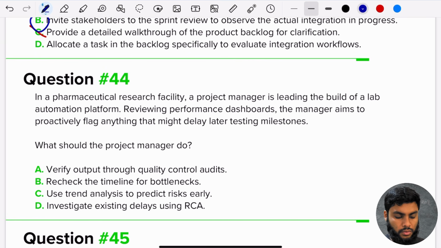44. Okay, I'm just scanning through the answers of 44. This is something that we're going to have to read. We're not going to be able to eliminate the answers. So let's start reading. In a pharmaceutical research facility, a PM is leading the build of a lab automation platform. Reviewing performance dashboards, the manager aims to proactively flag anything that might delay later testing milestones.